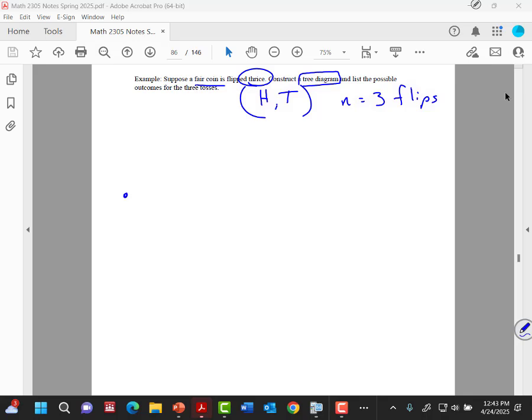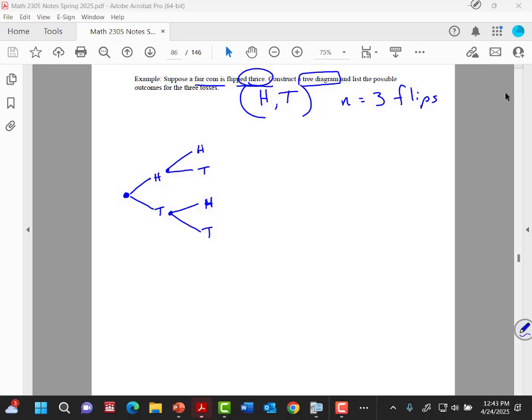So, very straightforward. On the first coin flip, the outcome could be H or T. And that lists the 2 outcomes if I were to only flip the coin once. However, I'm flipping it thrice. So if the first outcome was a heads and I flip it again, then I could get a heads or a tails. Or if the first outcome was a tails and I flip it again, I could get yet again a heads or a tails.